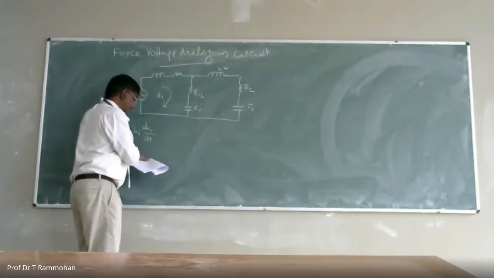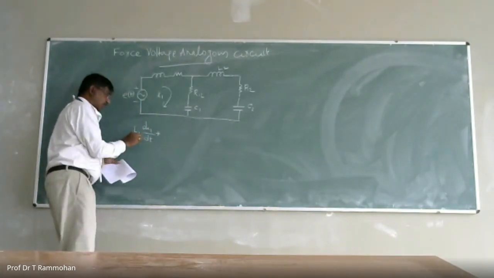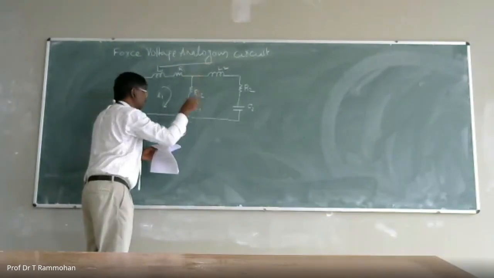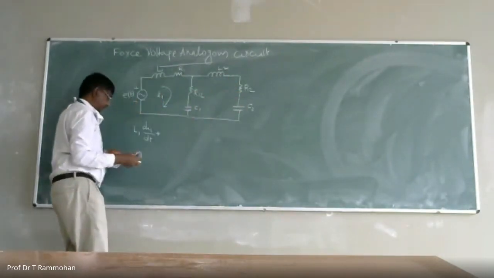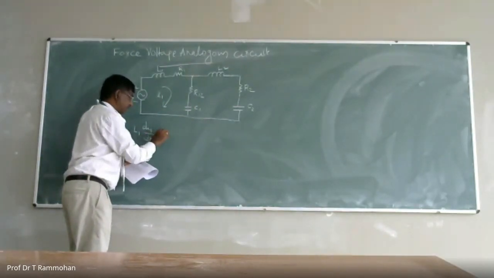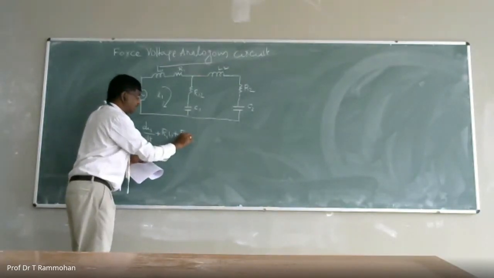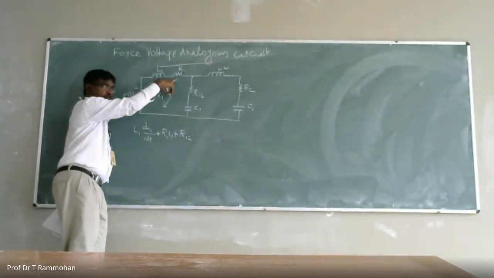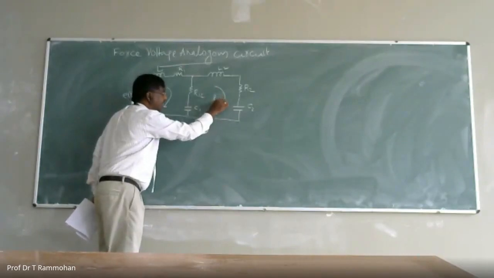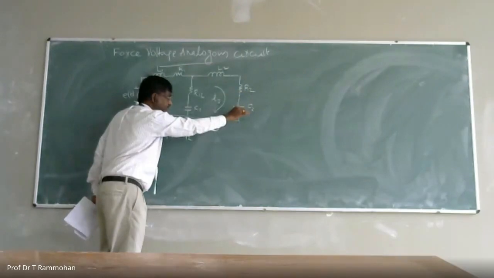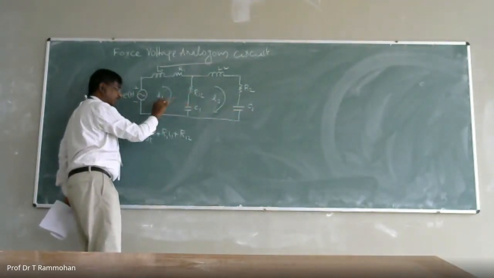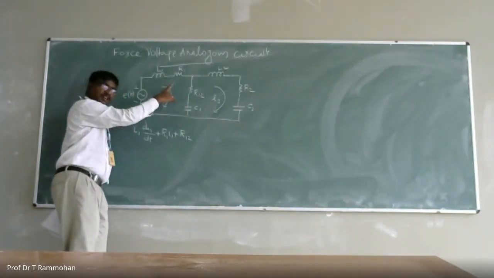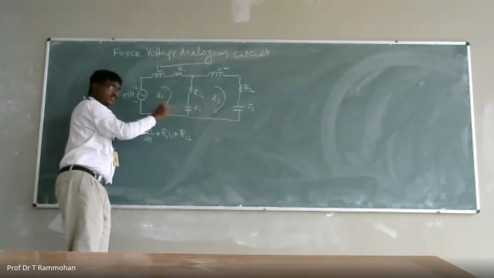So L1 dI1 by dt is the voltage across the inductor L1. And this is R1, L2, R2, C2, R12, C1. So L1 dI1 by dt plus R1 I1 plus R12. Please listen. Current I1 is flowing through L1 R1. And here we have another current, I2, flowing through L2, R2, C2. These two elements will have both the currents I1 and I2, because these two elements are common to both I1 and I2.